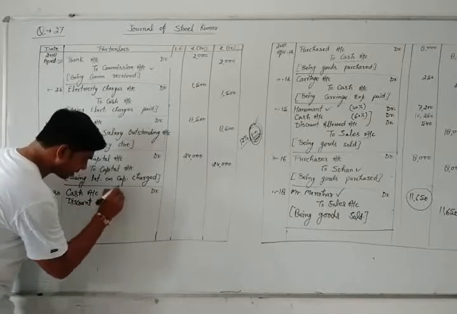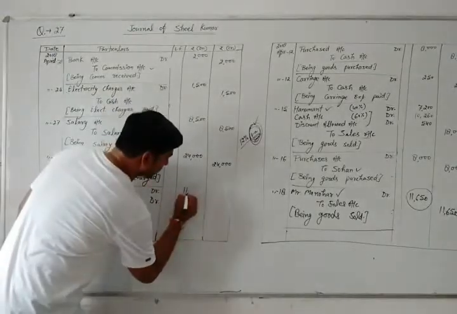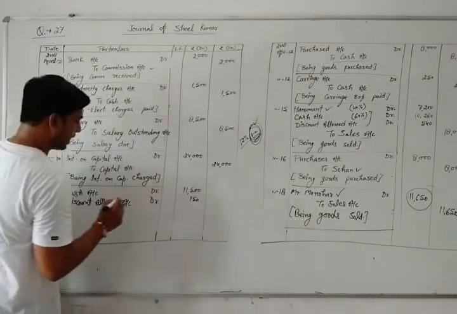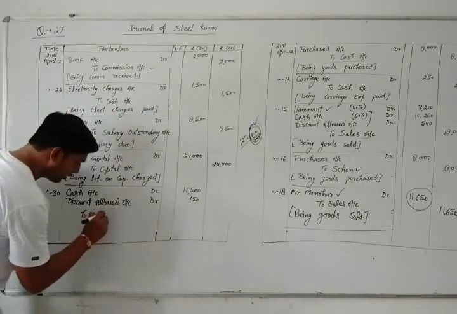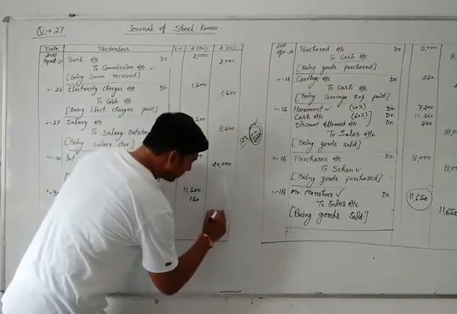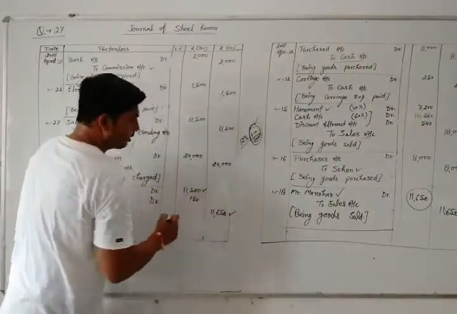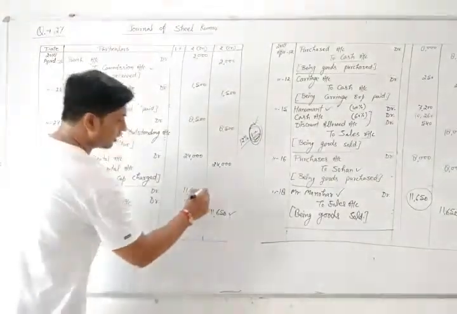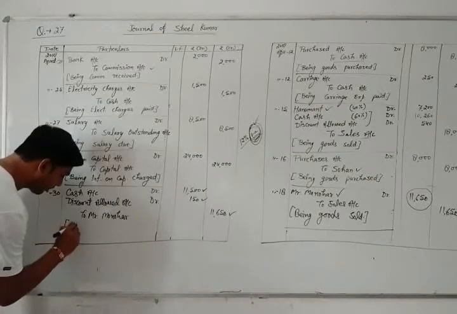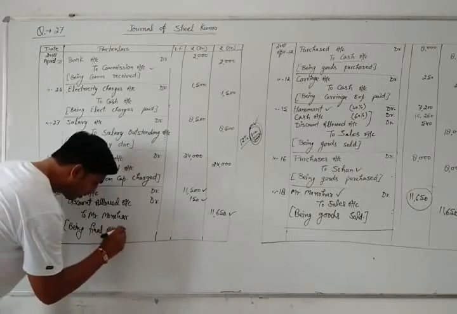So here discount allowed is also debited. Amount we received is 11,500. Amount of discount is 150. Why? Because to Mr. Manohar we are going to write the total amount 11,650. That was the amount to be paid, but how much was paid? 11,500. So balance amount remained is considered here a discount. The narration would be the final payment made.